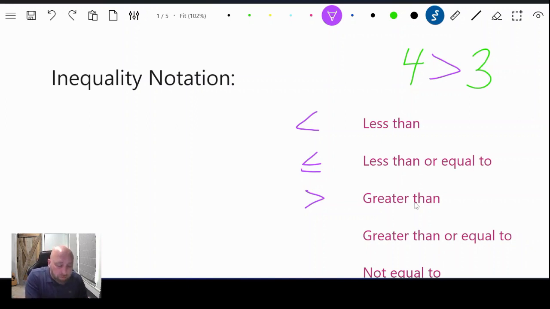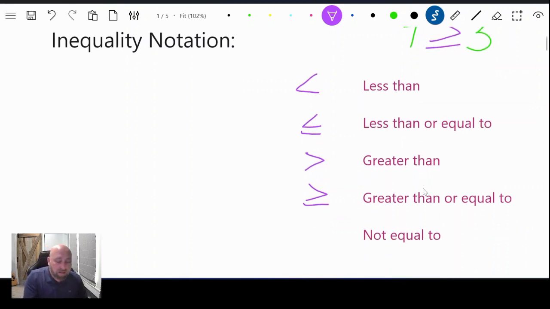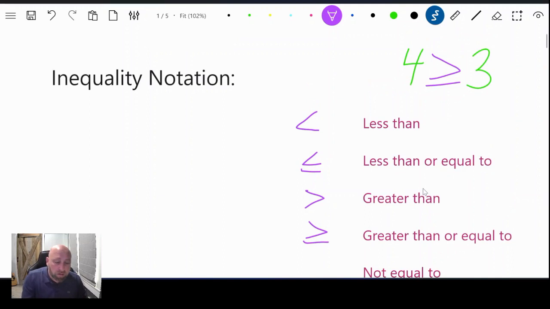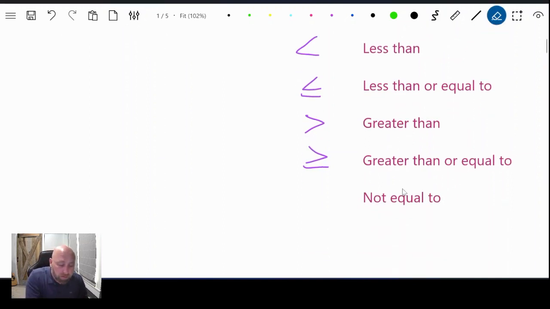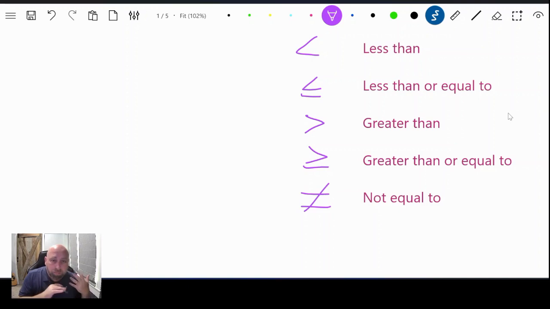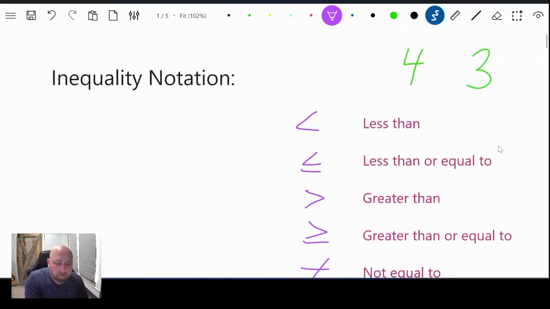Then for the greater than, we would have a greater than sign and then the equal sign underneath of it. So that would be greater than or equal to. And then the last one is not equal to. We could also use that one right here because 4 and 3 are not equal to each other. The sign for not equal to is an equal sign with a line through it. Put the equal sign, put a line through it. That means not equal to. So we could come up here and say that 4 is not equal to 3. And that would work as well.